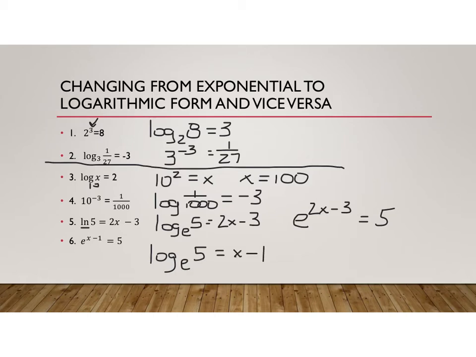And then again, instead of log base e, we could just write natural log of 5 is equal to x minus 1. So changing forms, we're doing everything the same as we've done before, just realizing that if there's no base visible, it's base 10. If it's natural log, it's base e, which is approximately 2.71828.